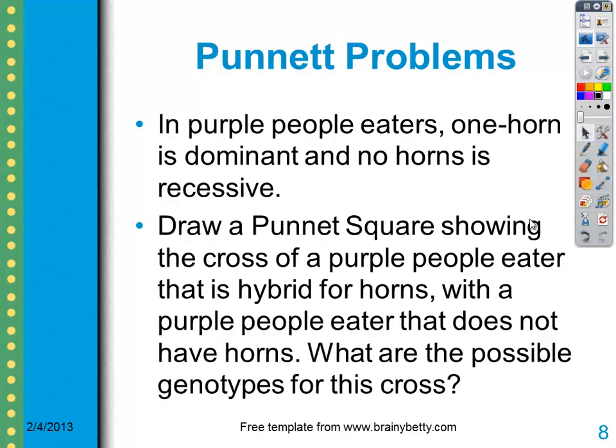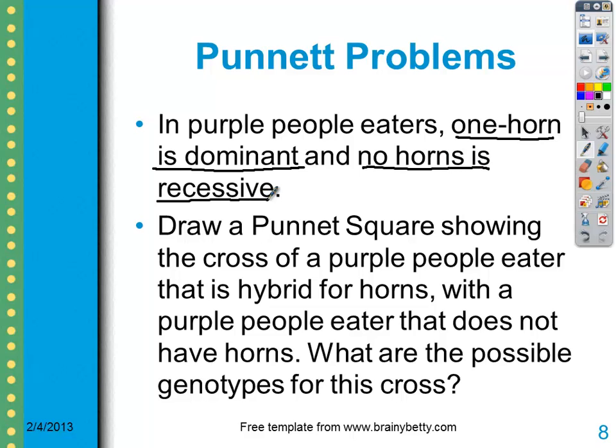What are the possible genotypes for this cross? Now, there's a couple things when you read word problems like this, and a lot of your Punnett square problems will be word problems. You have to underline or highlight in some way the important parts. And the first thing I always look for is what is dominant to what. And in this case, it says 1 horn is dominant, no horns is recessive.